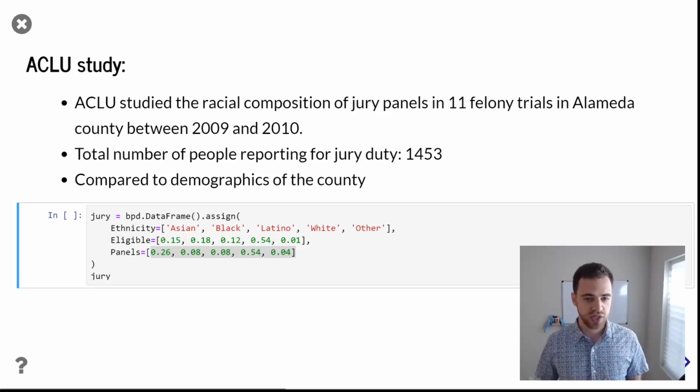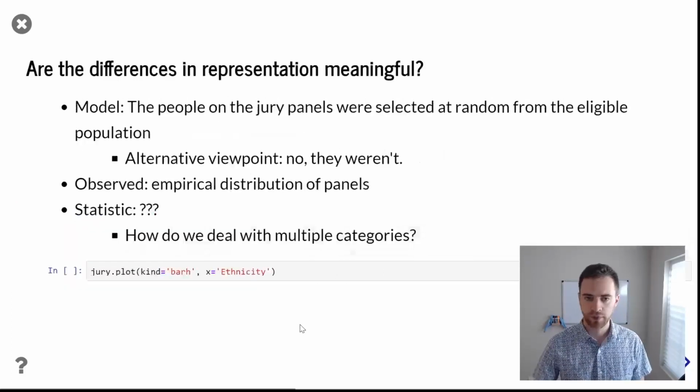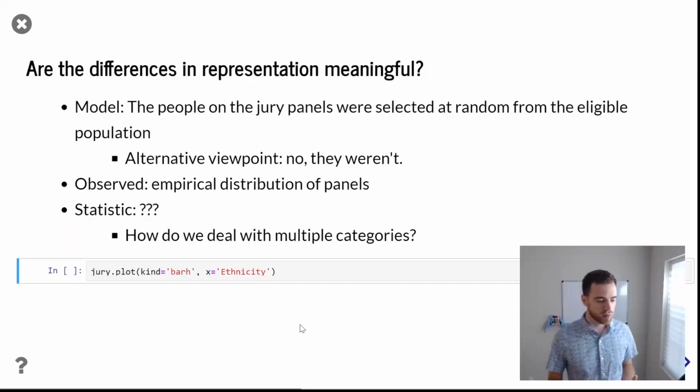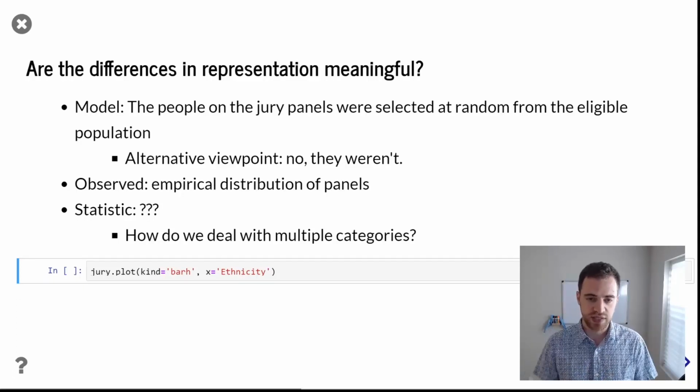We can answer this question using our simulation skills that we've learned over the past couple of lectures, but to do that, we need some way of measuring how different this is from this. To hammer that home, what we're trying to figure out here is whether or not these differences, this distance, is meaningful. Is it significantly different?